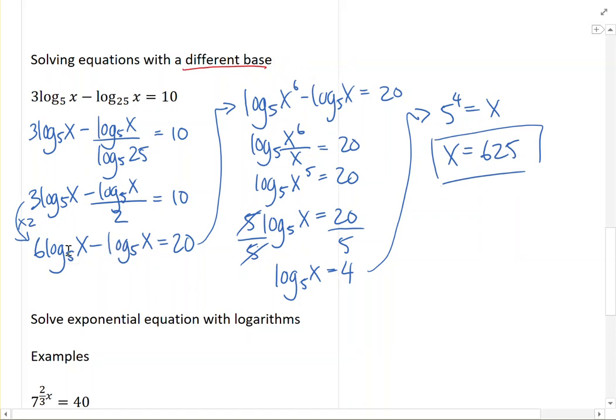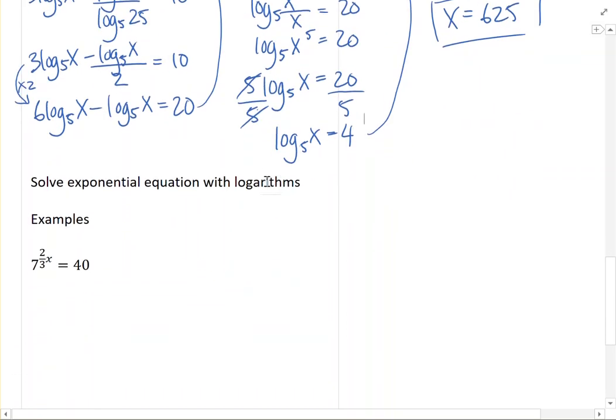Okay, so some of you, without having to do all these steps in between, might see that when you have 6 log base 5 of x and log base 5 of x, these two are basically the same, but here we have 6 of them and here we have 1 of them, so you can already see that you have 5 of them left. So some of you may have skipped from this step straight to this step directly on the right. But if you weren't able to see it, this step in between is fine as well.